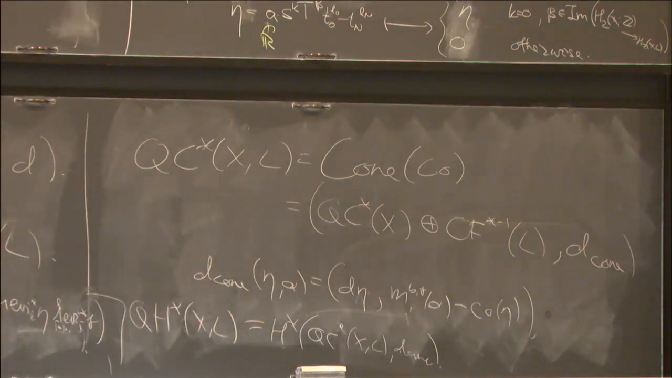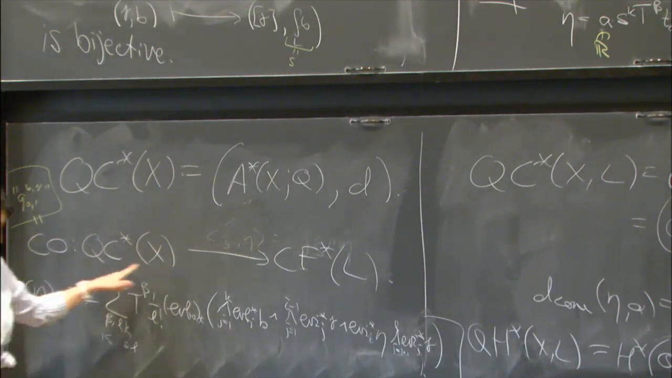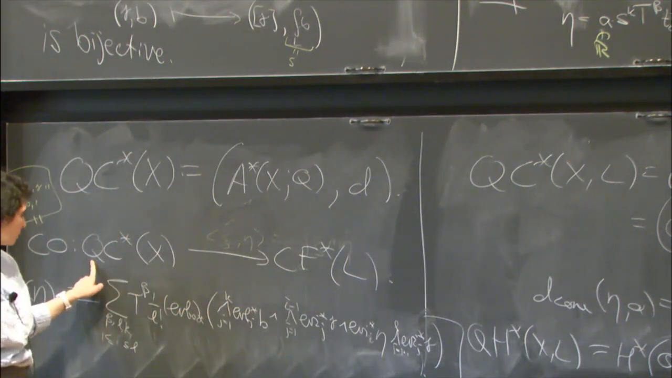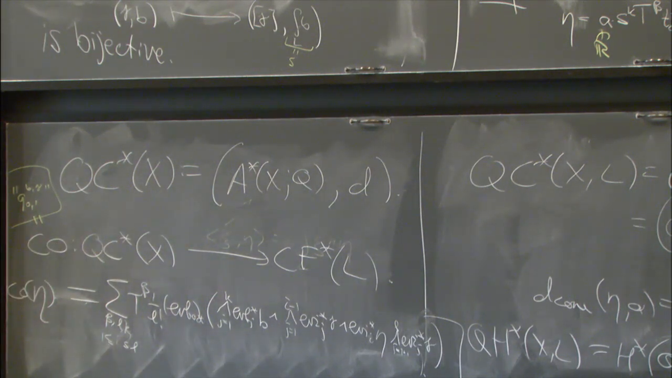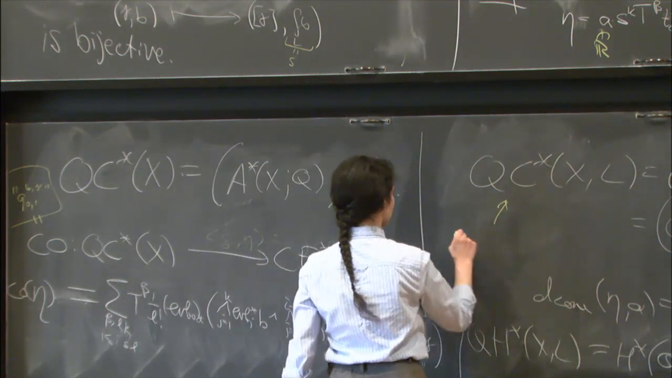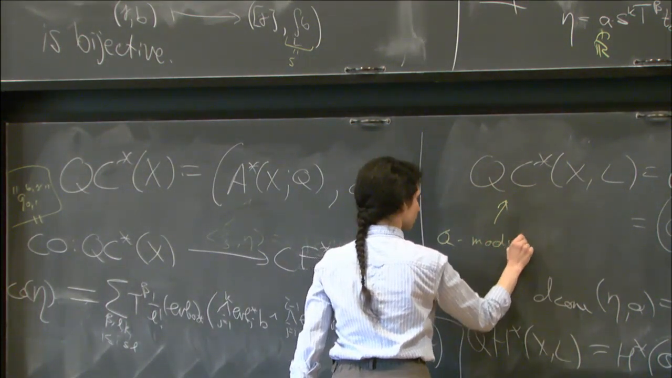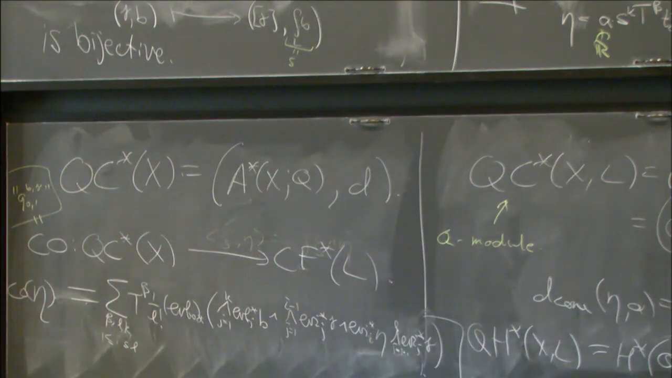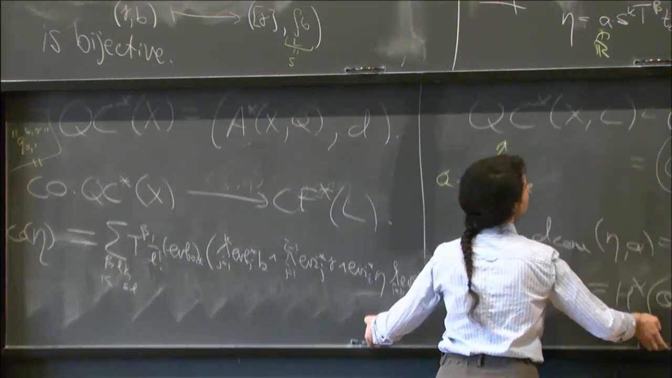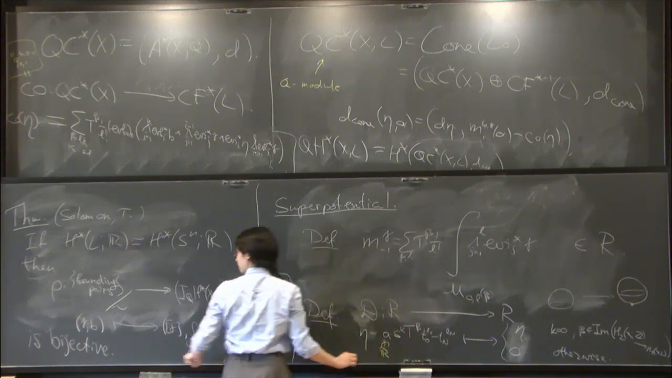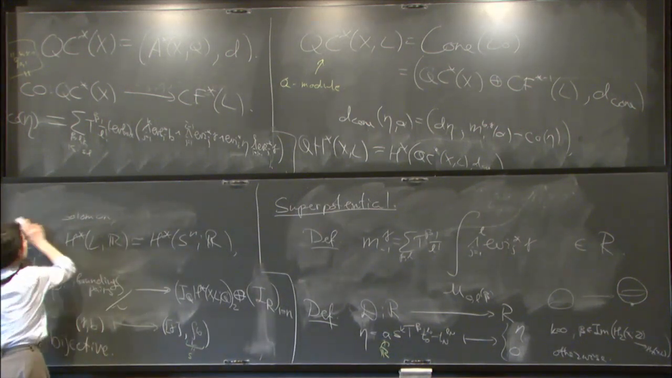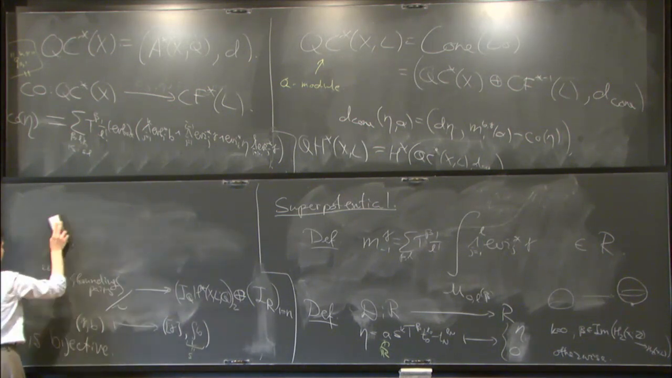Okay, so this creature has coefficients in Q. This creature has coefficients in R. So this thing is a map of Q modules, and the cone is a Q module again. So what does this have to do with the quantum product? Well, in the first component, it really is just the quantum product.